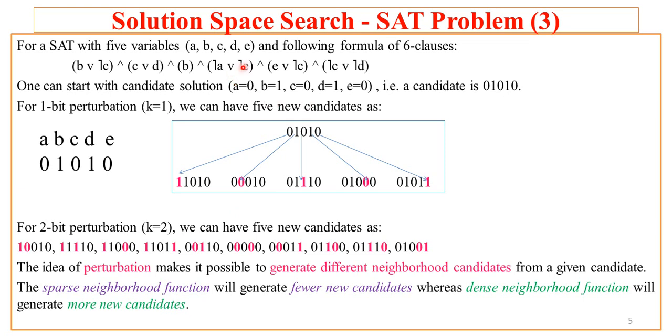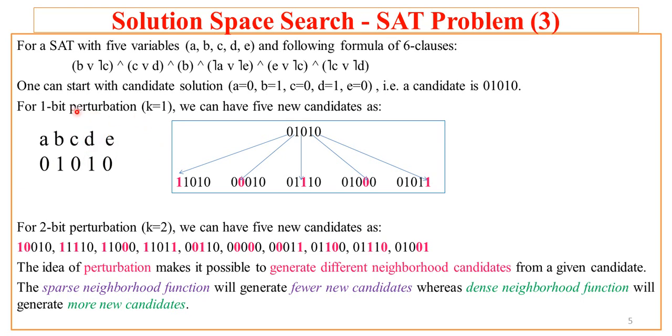So let us see the solution space search with respect to SAT. So we have a SAT with 5 variables and 6 clauses. So here is the formula, again same thing. The candidate solution is A is 0, B is 1, C is 0, D is 1, E is 0. And this candidate is identified as 0, 1, 0, 1, 0. So that is, this ABCDE combination will be tested on this given SAT of 6 clauses.